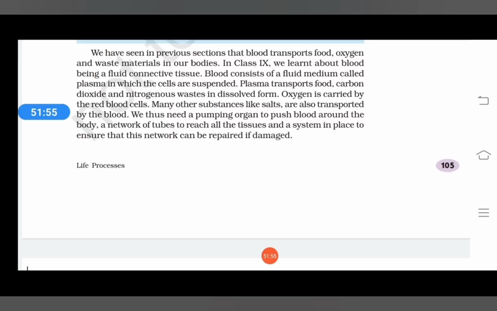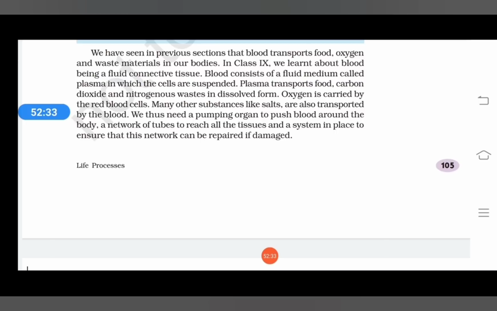Blood consists of a fluid medium called plasma, in which the cells are suspended. Plasma transports food, carbon dioxide and nitrogenous waste in dissolved form. Oxygen is carried by RBC, and many other substances like salts are also transported by the blood. We thus need a pumping organ to push the blood around the body, a network of tubes to reach all the tissues, and a system in place to ensure this network can be repaired if damaged.